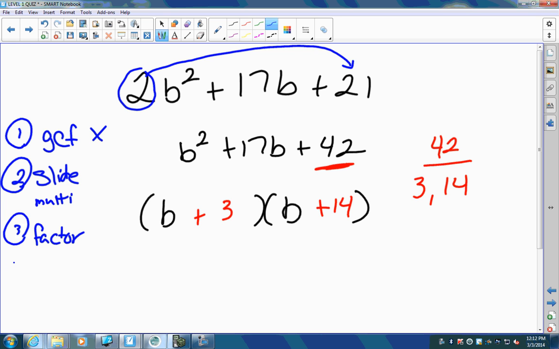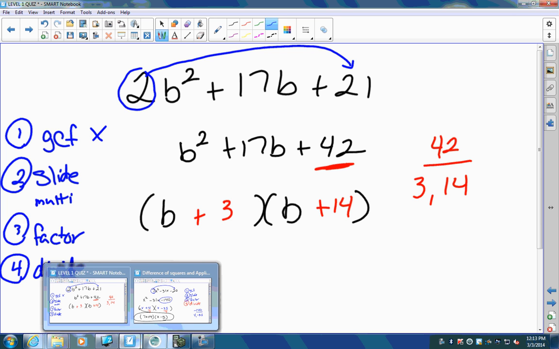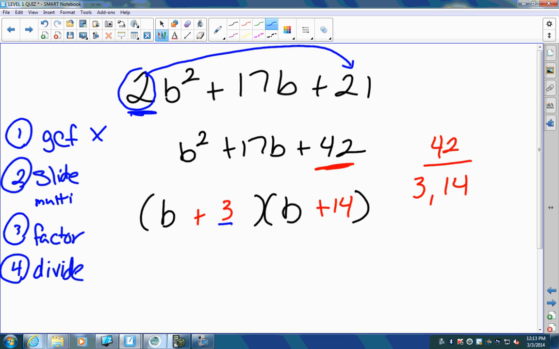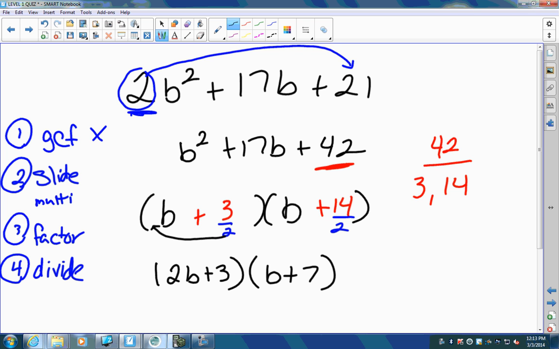Now the very last step, if you slide, you must divide. But what am I dividing by? I'm dividing by this number I slid. So I'm going to divide by 2. Now, does 3 divided by 2 work out evenly? No. So put that 2 in front of the b. So I'm going to have 2b plus 3. Now what's 14 divided by 2? 7. So I have b plus 7. There you go. So here is my answer.